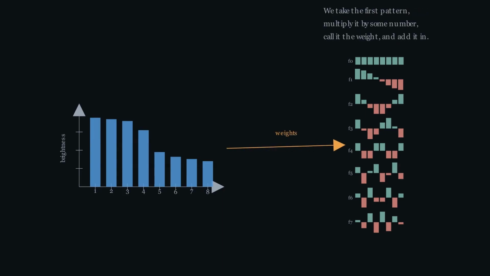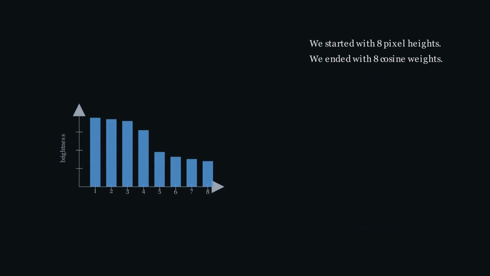We take the first pattern, multiply it by some number, call it the weight, and add it in. Then the second pattern, times its weight, add it in. Third, fourth, all the way to 8. And there. The bars match exactly. Take a second with this. We started with 8 pixel heights, we ended with 8 cosine weights. Same amount of information. 8 numbers in, 8 numbers out.